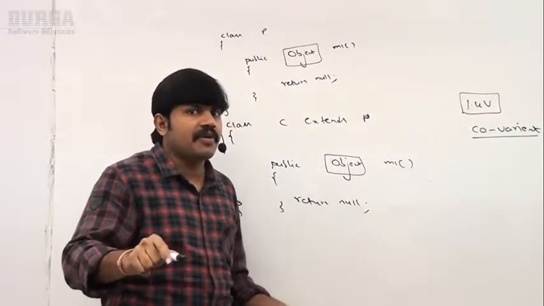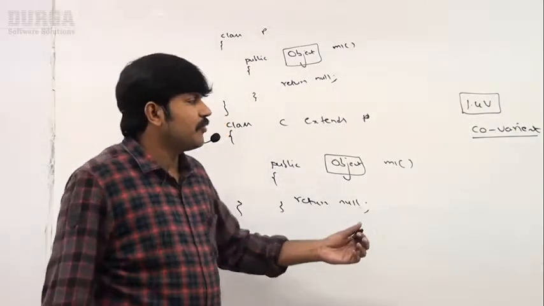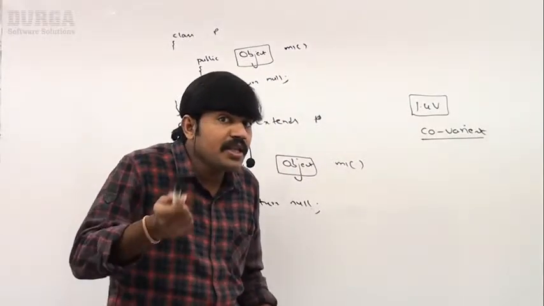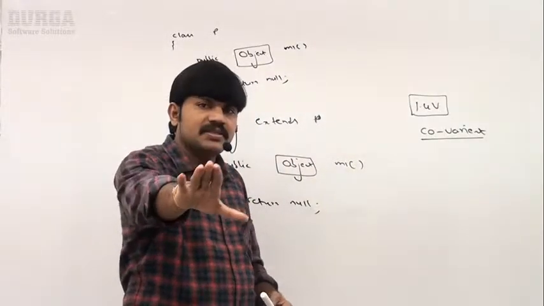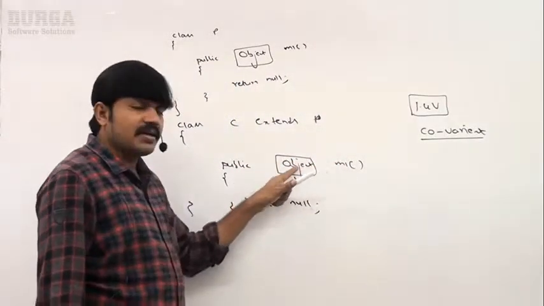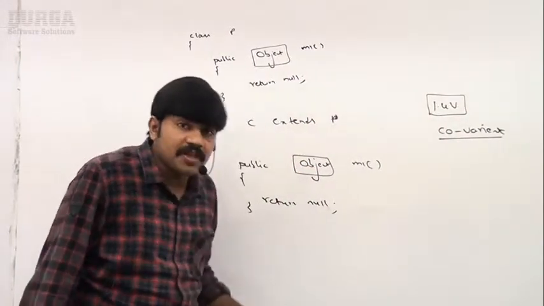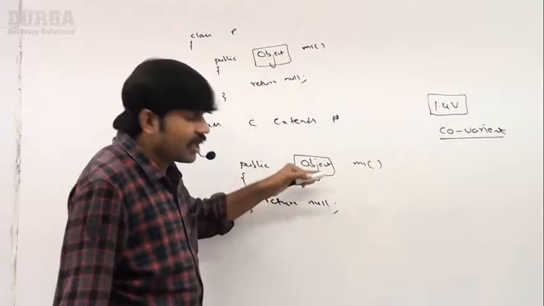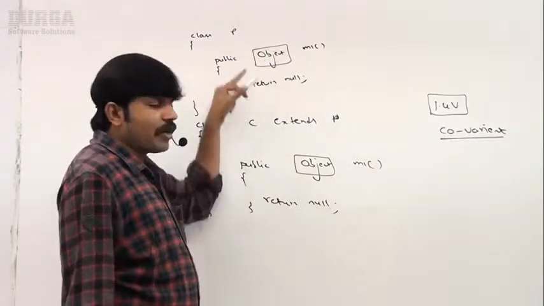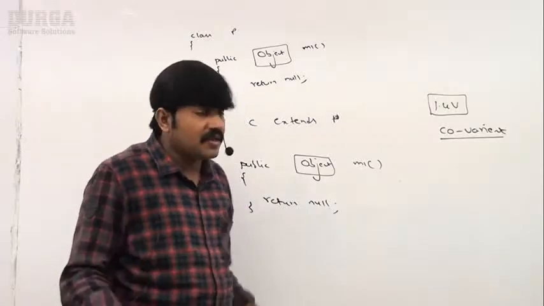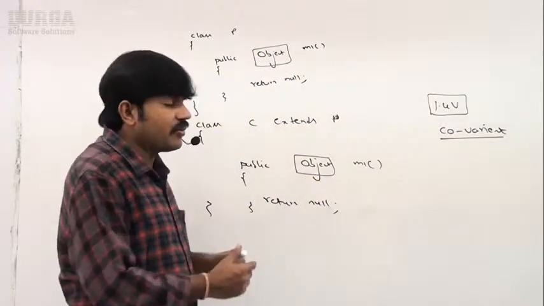But from 1.5 version onwards, we have more flexibility. Covariant return types are also allowed. What is the meaning of covariant return type? It means the child method return type need not be the same as the parent method return type. Child types are also allowed. Can you tell what is the child of Object? String or StringBuffer or anything. So child types are also allowed.